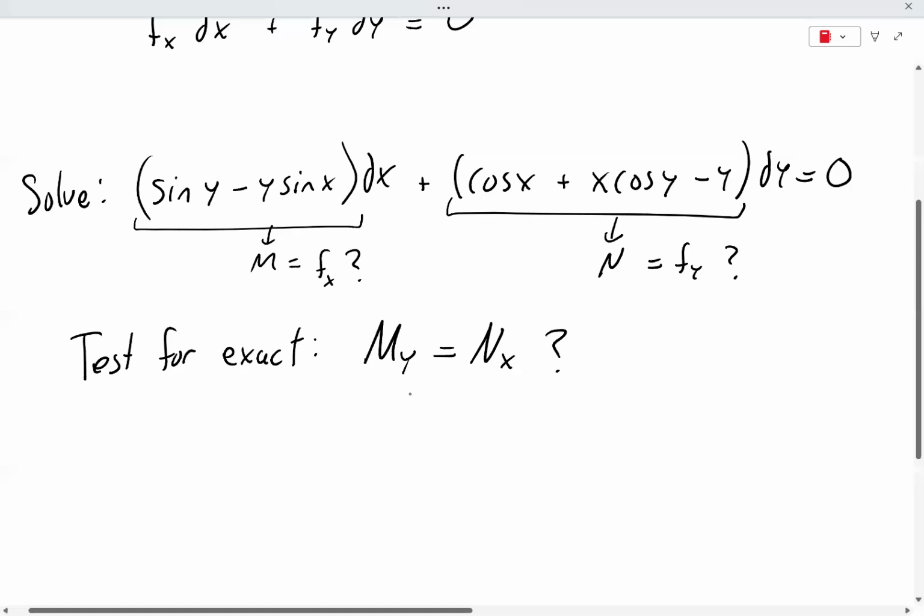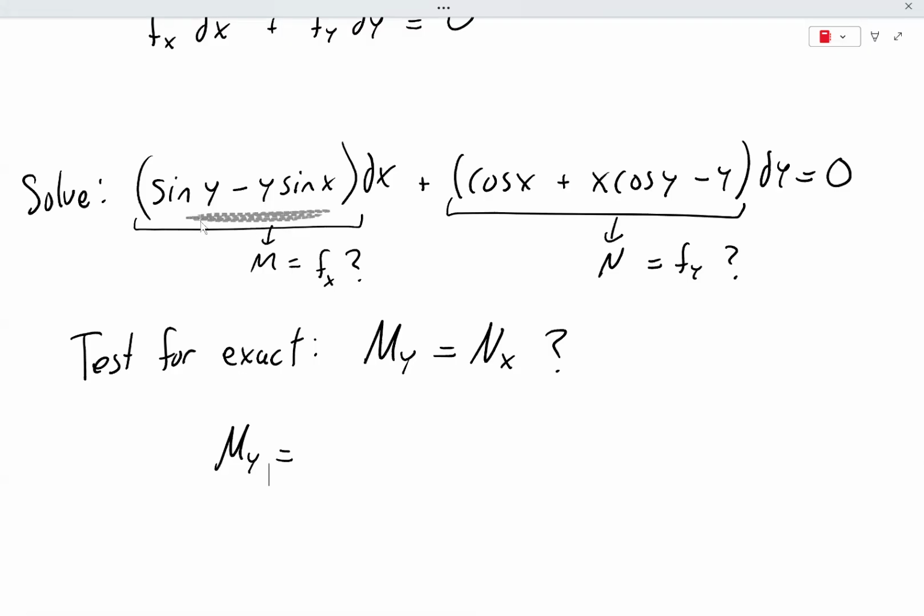Okay, now you need to find M sub y, so let's find those separately. So M sub y equals what? You take the partial of this with respect to y. So how would that go? Partial with respect to y for that would be what? Yes, cosine y minus sine x. So that's the partial with respect to y for that one.